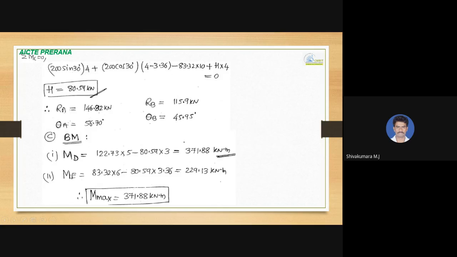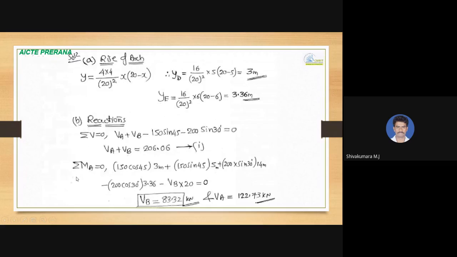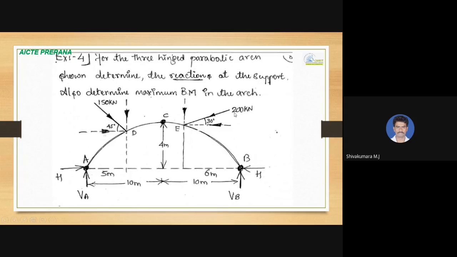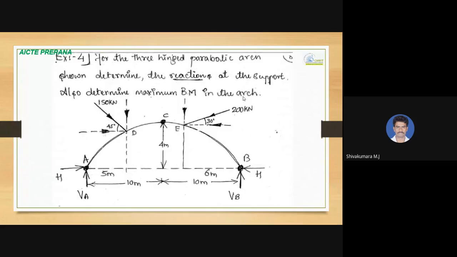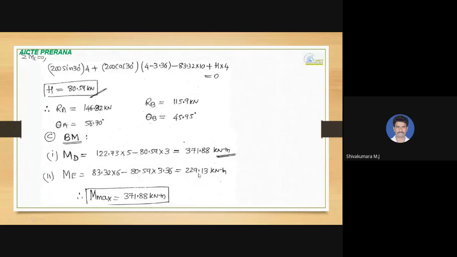So if you go for calculating moment at E, you can consider any one side portion, that is the right portion considered here. So VB into perpendicular distance, 6 meter, trying to rotate in anti-clockwise direction, negative. And then H into perpendicular distance YE, that is 3.36 meter, which was calculated, that will rotate in anti-clockwise direction, negative. So if we do this calculation, you will get 229.13 kilonewton meter. So maximum among these two is 371.88 kilonewton meter. So this is the maximum bending moment.